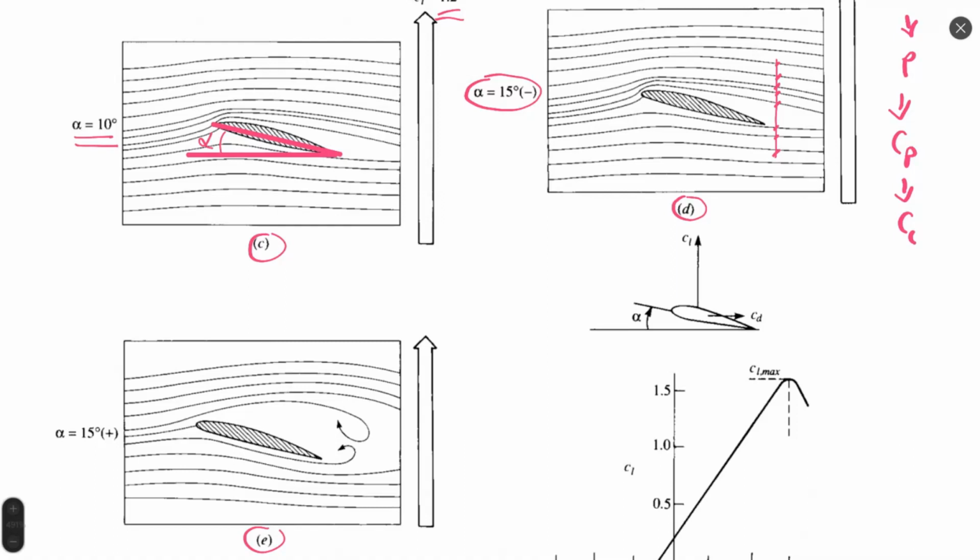Here, 15 plus means a bit higher than this critical angle of attack. We start to have flow separation everywhere on the upper side of the airfoil, and we have a drastic decrease of lift coefficient, as you can see on this graph, this part here. So this point is near 15 degrees.